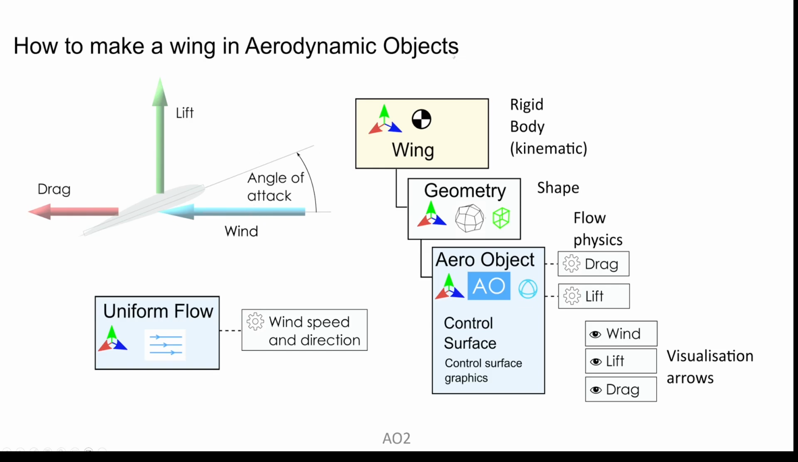So over here we have our aerodynamic object that we're creating. At the top we have our rigid body. Next down we define our shape. Next down we define our flow physics or our aerodynamics. We have a drag model, but this time we now have a lift model. And also on this object we've added a control surface component and some graphics to visualize that surface.